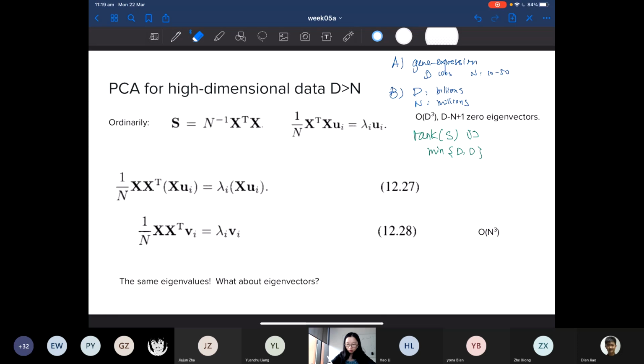Okay, I wrote that wrong. D and N. So when we've been talking about the case where D is small and N is non-trivial, then we care about D, right? When N is smaller than D, then the rank of S is at most N, and it doesn't make sense to solve for more than N eigenvectors. So what do we do now?